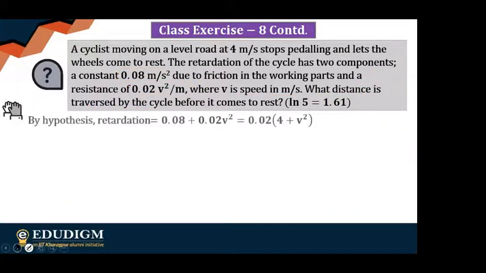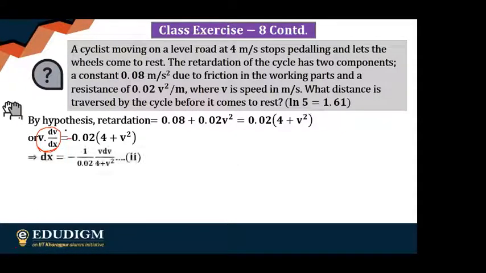Now by hypothesis, this is what I'm going to write. Very simple. Retardation has two components. Okay, so this is the retardation, v dv dx. You remember, we can write acceleration in this part. I'm just using a negative sign here because it's retardation. All right, so look at this. It's very, very simple. Variable separation, absolutely simple. So if you just understand up to this portion, if you just use the basic logics here of rate of change of velocity or rate of change of distance, you will understand that this is very, very simple.